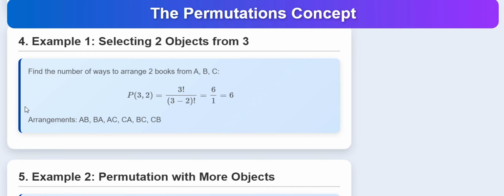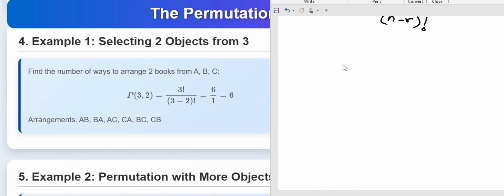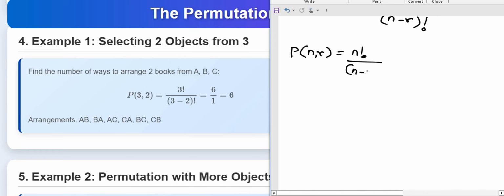If I ask you, how many ways can you arrange 2 books from 3 books? Those 3 books, of course, I can give them letters like A, B, C. So P(n, r), which is of course our formula, is given by n factorial divided by (n minus r) factorial, meaning n is the total number of items, which is 3, and r is the items we want to arrange out of the total number of available items.